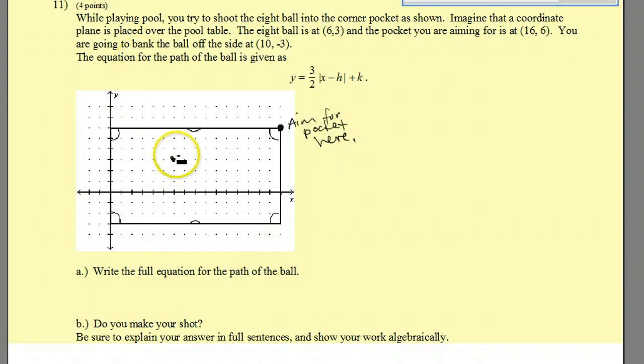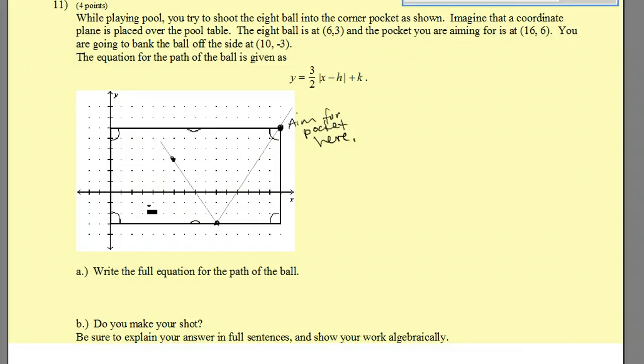Well, we decided not to just go straight in. We're going to actually bank the ball, or bounce the ball, off the side at (10, -3). So 6, 7, 8, 9, 10, negative 3. We're trying to bounce it here and then hit it here. So we're hoping that it's going to make a V-shaped path. Maybe something like this. So a V-shaped path.